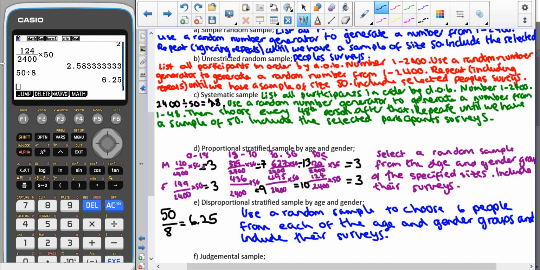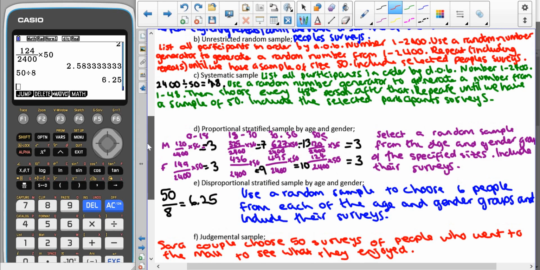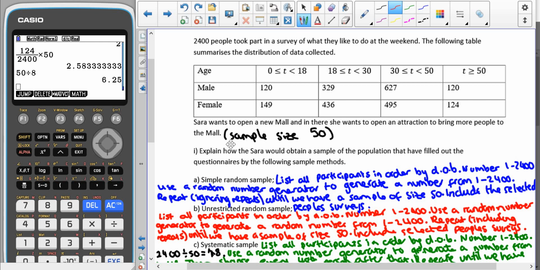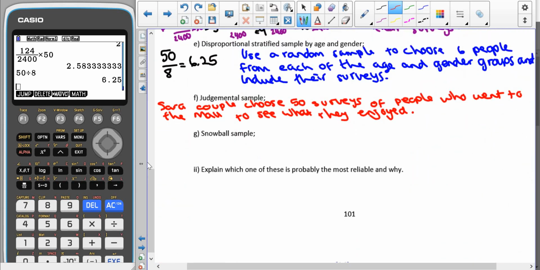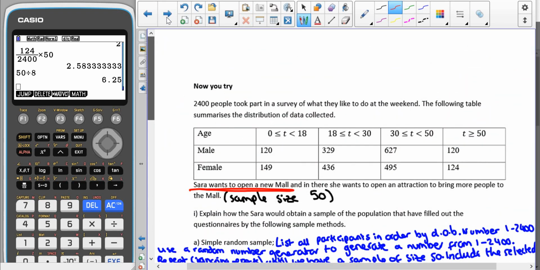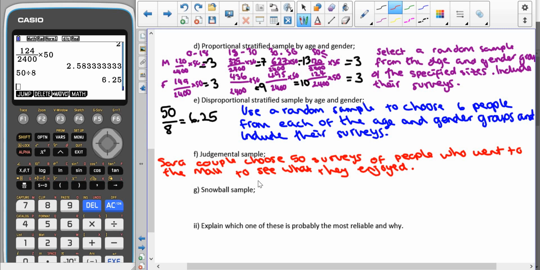For the judgmental sample, we can have Sarah choosing 50 surveys of people who went to the mall to see what they enjoyed. The reason why we chose the mall is that Sarah is wanting to open a new mall, so that is in line with what she's wanting to do. She can remember that the survey was only on people and what they like to do at the weekend. So Sarah could choose people that decided to go to the mall to see what they like and what they don't like.